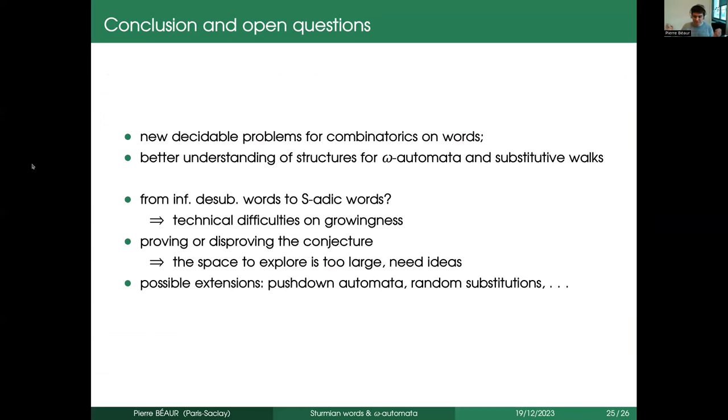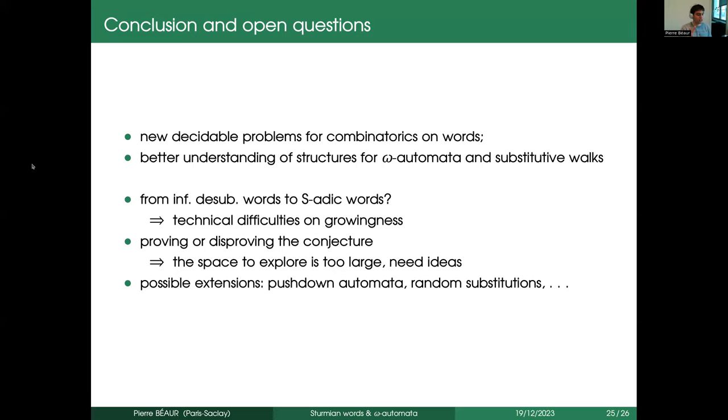In conclusion, I'm sorry, I've been a bit fast. We have new decidable problems for combinatorics on words, so we have new ways to do things. And this has given much understanding of how the language works and how Büchi automata and weak omega automata interact with substitutions, in fact, also. Here I've already tried to extend my result to Büchi automata. I have not yet succeeded, but hope is on the way.